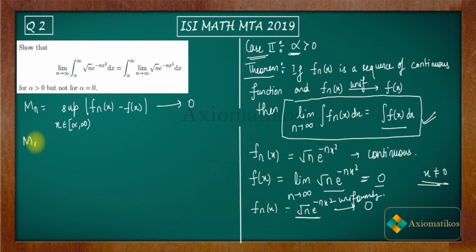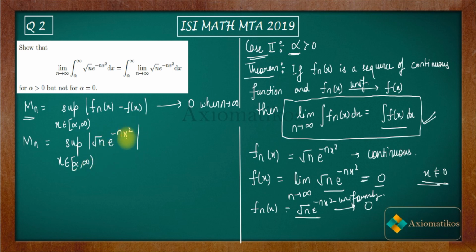So Mn will be, in your case, the supremum over alpha to infinity. I am using the Mn test to show why it is uniformly convergent. Alright, I will repeat the Mn test again. The Mn test simply says that if this sequence of Mn goes to 0 when n goes to infinity, then you can say that your sequence is uniformly convergent. Alright, so what is f(x)? It's 0 in your case, so you will get root n e to the power minus n x squared.